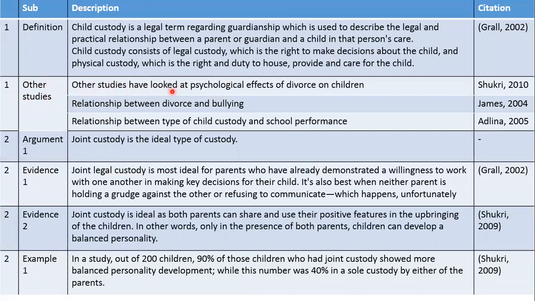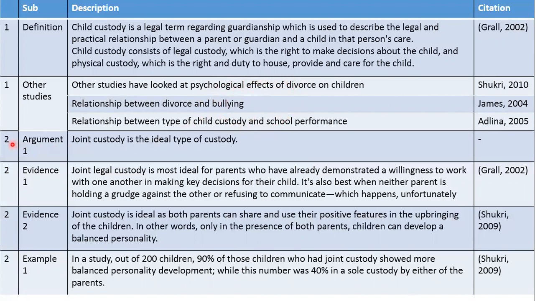There are other studies that have looked at other aspects of child custody, but they are not very much related to my paper. So I only mentioned them briefly in my introduction. For example, psychological effects, or the relationship between divorce and bullying, or the relationship between type of child custody and school performance. However, I will not analyze them in my paper because they are not related to my thesis statement. I just want to inform the audience, my readers, that there has been other research in this regard.